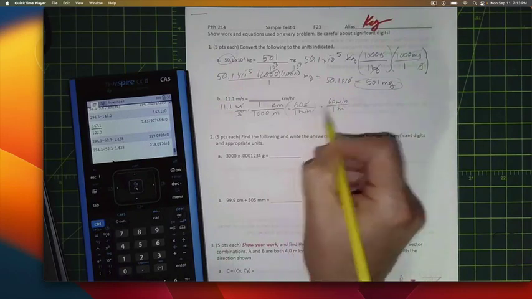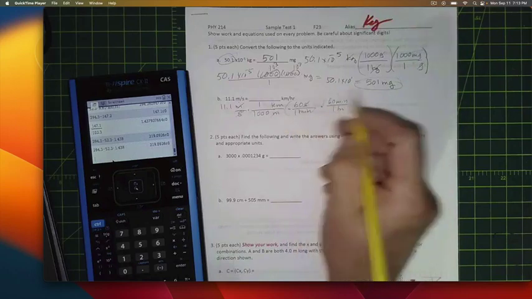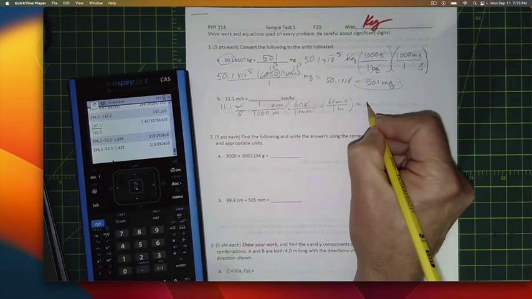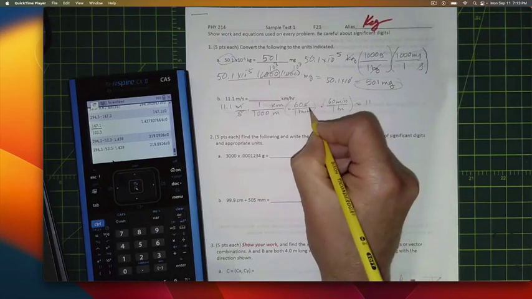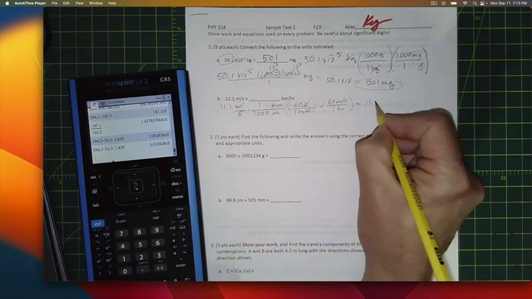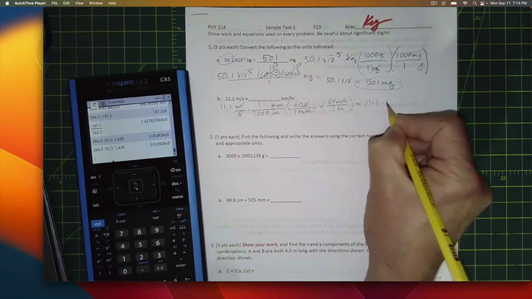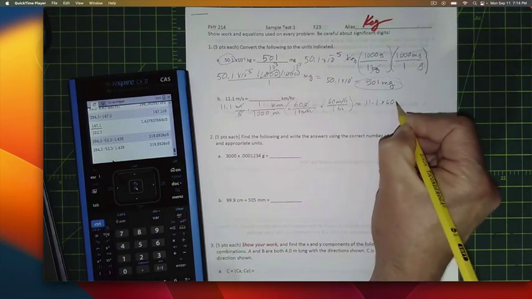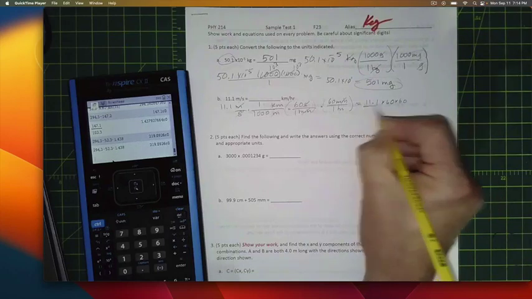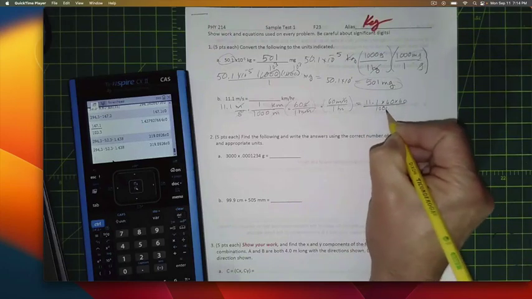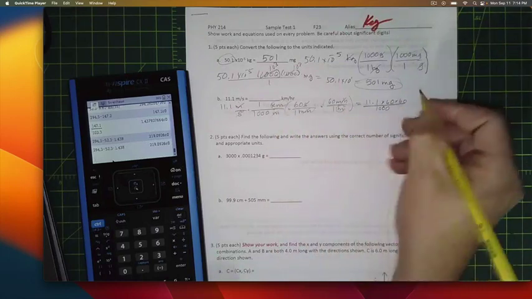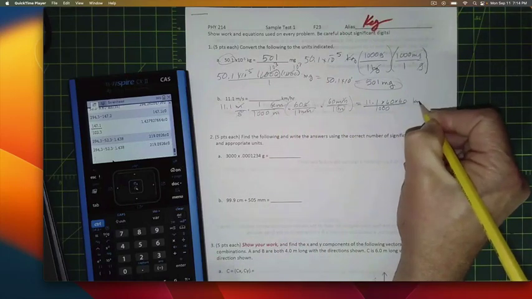So all of our fractions are things that are equal to each other, so we're not changing the total number here. And so if we want to put it all together, minutes will cancel. And so we will have 11.1 times 60 times 60 divided by 1,000. And the units that are left after all the canceling, all we have left is kilometers on the top and hours on the bottom. So kilometers per hour.